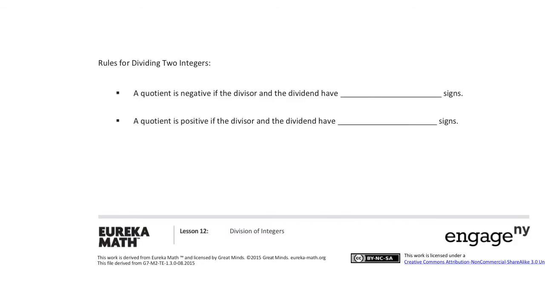Ultimately, in our last examples, I was showing you the rules for dividing two integers. A quotient is negative if the divisor and the dividend have opposite signs. A quotient is positive if the divisor and the dividend have the same signs.